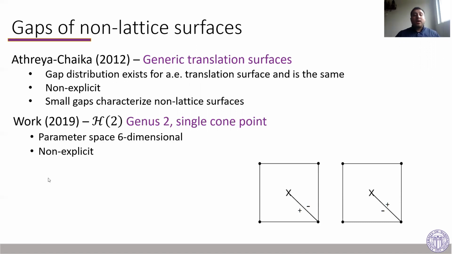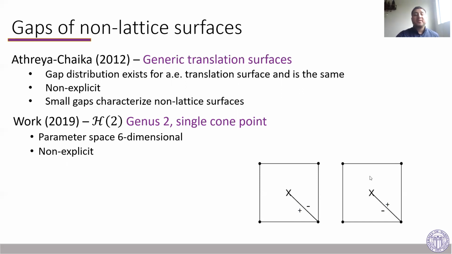After that, work came out with a result for genus 2 translation surfaces with a single cone point. Her situation was a 6-dimensional parameter space, and because of the high dimensionality of the parameter space, her results are very non-explicit.